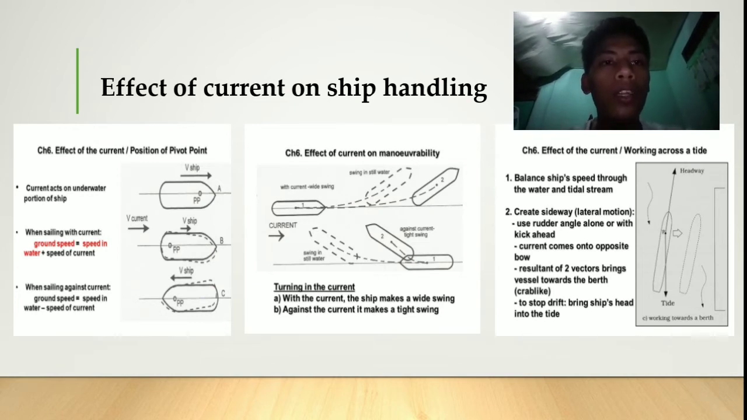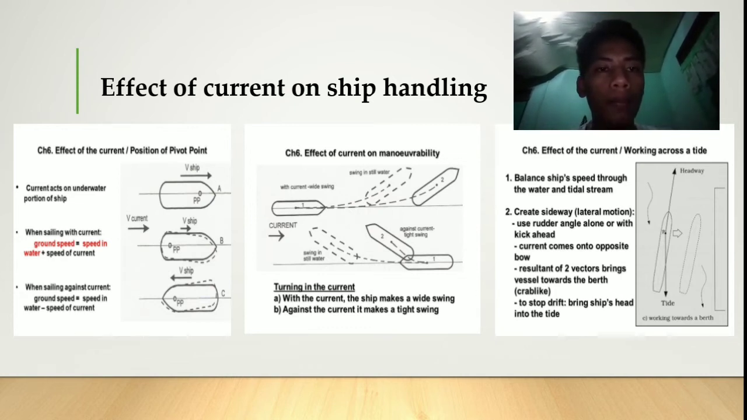Next, effect of current on maneuverability, turning in the current. A, with the current, the ship makes a wide swing. B, against the current, it makes a tight swing.